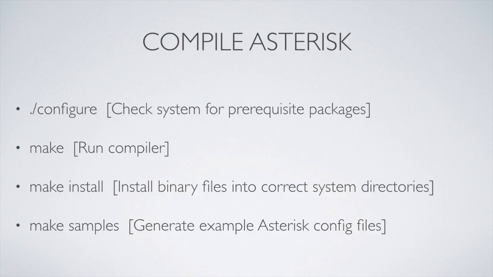ready to compile. At that point, we run the make command, which is actually going to go in and compile all of those modules and all the source code into executable binary files. After that's done, the make install command is going to place those compiled binary files into the correct system directories throughout the operating system. So it's actually going to create directories and put the correct files in all of those directories across the Linux operating system.